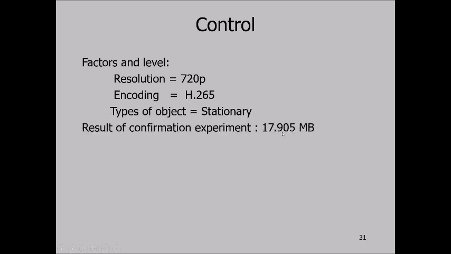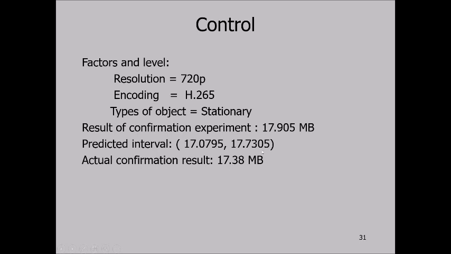The confirmation result is 17.905 MB. The prediction interval is between 17.0795 and 17.7305. The actual confirmation result is 17.38. So you can see a very small difference between 17.38 and 17.905, about 0.5 MB here.